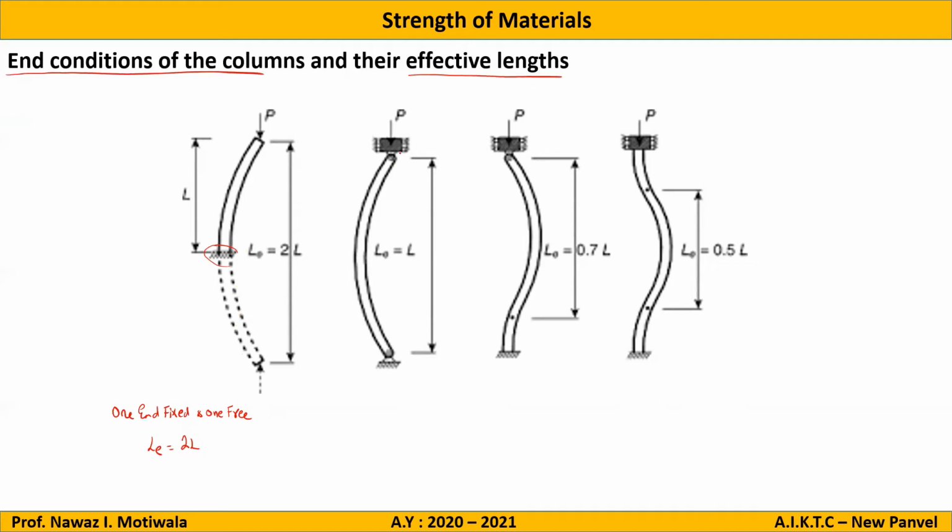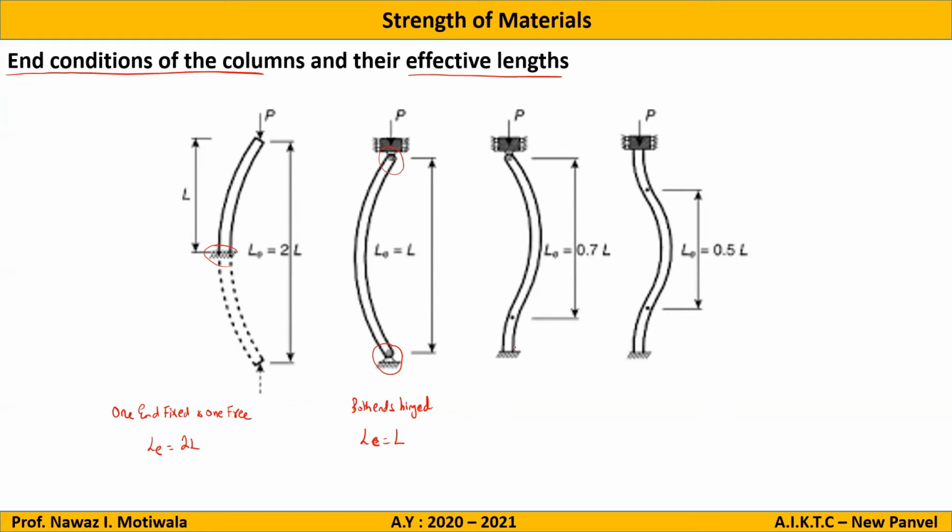Now similarly, if you observe closely, this is a pinned joint or a hinge joint, and also here it is hinged. So it is both ends hinged, or I can also write this as both ends pinned. So LE is equal to L. Effective column length will be the same as the length of the column.